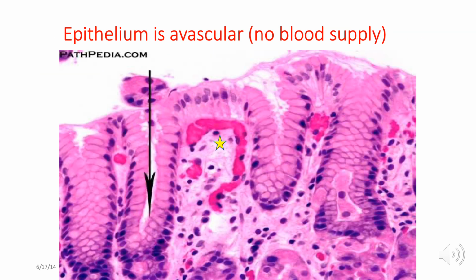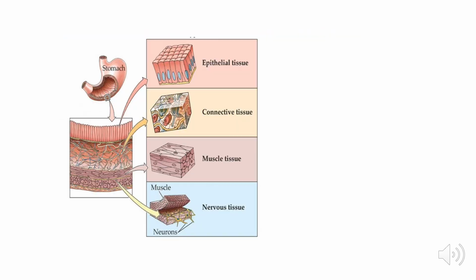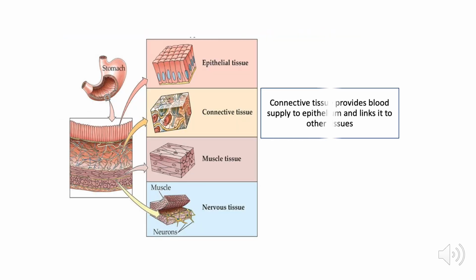So let's apply that on an actual histology specimen. The black arrow is pointing to the lining epithelium of the organ. As you can see, there's a simple columnar epithelium in there, and you can clearly see that the cells are tightly packed. Then I want you all to focus on the yellow star. The yellow star is situated on the connective tissue of that organ. Can you appreciate the presence of a blood vessel above the yellow star? That tells you that the connective tissue is highly vascularized. Therefore, we can conclude that the connective tissue provides blood supply to the epithelium.